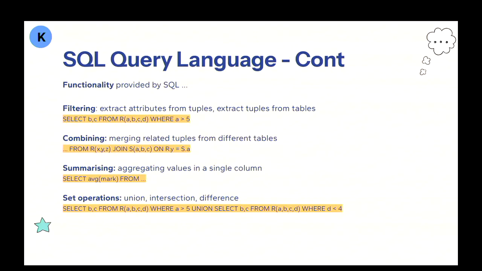And the third functionality here is summarizing. Remember, there are some operators that are aggregations which will work on the entire column of data instead of rows of data. For example, we can calculate the average value for an entire column. We can also calculate sum. We can also count the number of rows for a column. So SQL allows us to do summarization with aggregations.